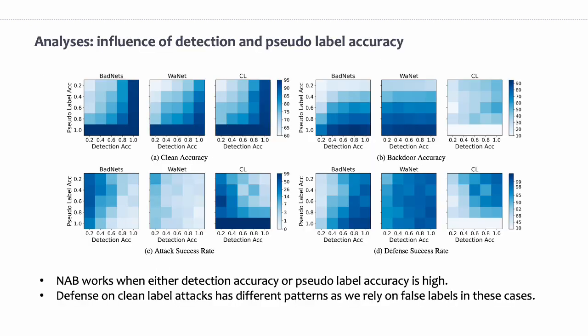There are 2 major factors that influence the effectiveness of NAB: accuracy of backdoor detection and pseudolabel generation. We find that NAB works well when either detection or pseudolabel accuracy achieves a high level. In reality, we typically put more effort into improving the detection accuracy. Besides, the pattern on clean label attacks is different because we actually rely on the false pseudolabels to create the non-adversarial backdoor in these cases. We also provide analysis on the influence of detection ratio versus poisoning ratio and the effectiveness under all-to-all attack. Please refer to our paper for more details.